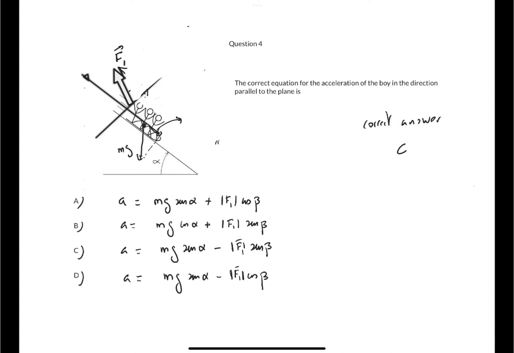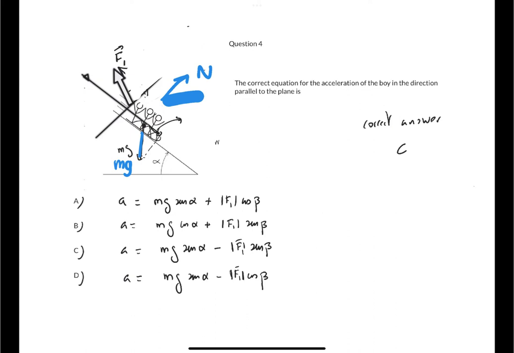So to find the acceleration of the boy parallel to the plane, I like to think of it like this. I'm first going to make all the markings that I need to represent. So going up is the normal force. Going down is the mass times the gravity.